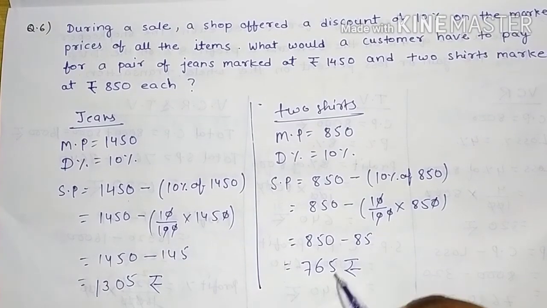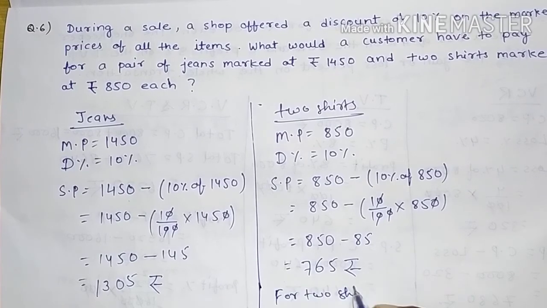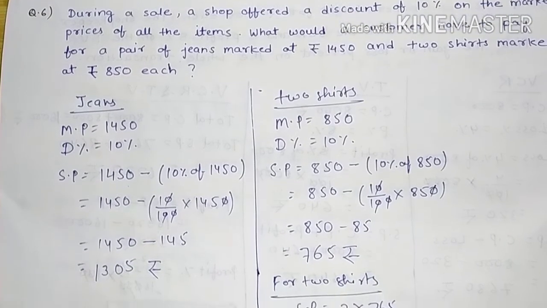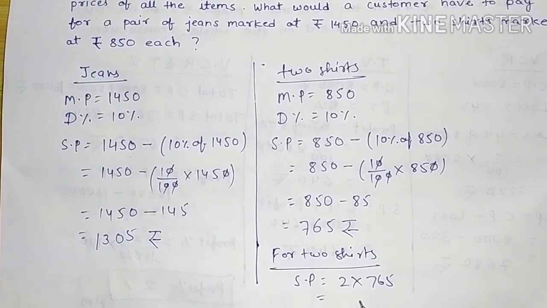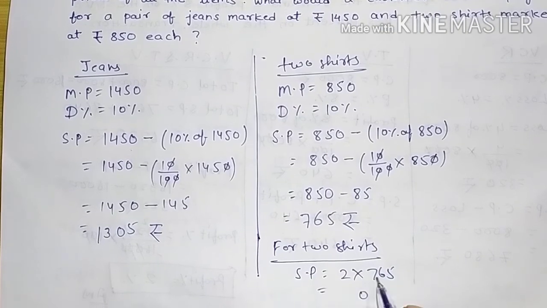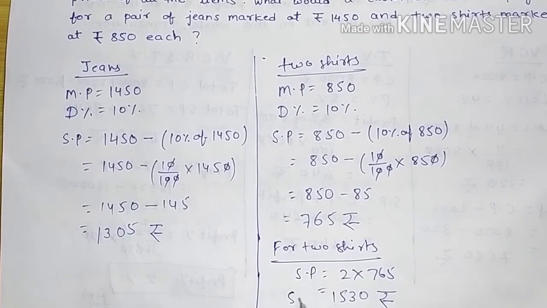So the selling price of one shirt is 765, and for two shirts the selling price will be twice of 765. Now this equals to 2 fives are 10, 0 carry 1, 2 sixes are 12, 13, 3 carry 1, 2 sevens are 14, and 15. 1530 rupees. Now the SP of two shirts is 1530 rupees.